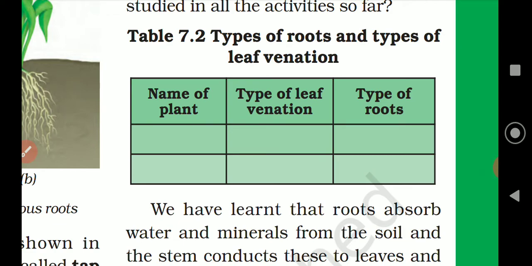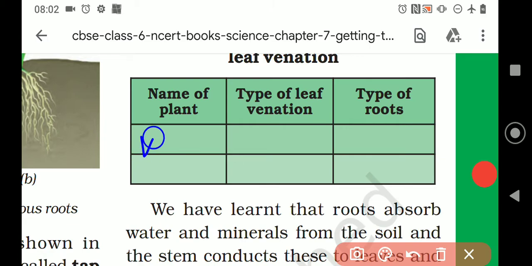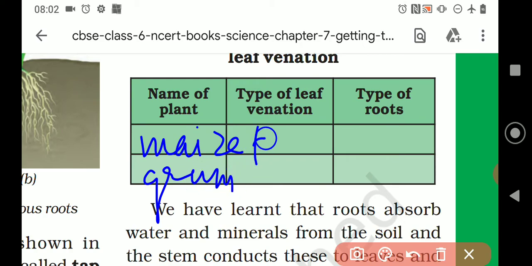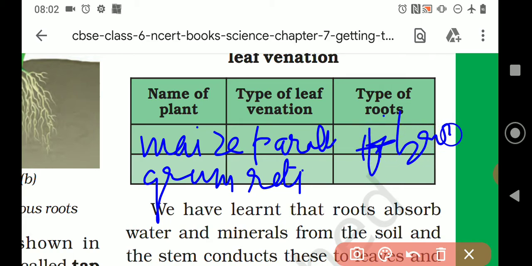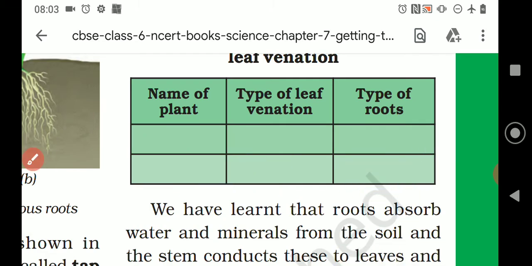Here you can see in 7.2 types of roots and types of leaf venation. You can write down the name here. The first one is maize. Here you can write gram. Type of venation in maize will be parallel. Type of venation in gram is reticulate. Here, types of roots. If it is maize, then it will be fibrous roots. And when it is gram, it is tap root. Like this, now you can take any example and you can do this activity.